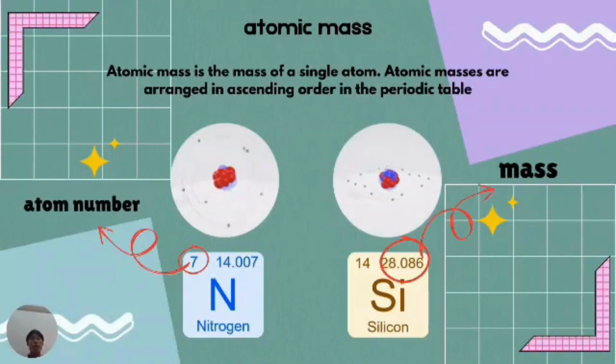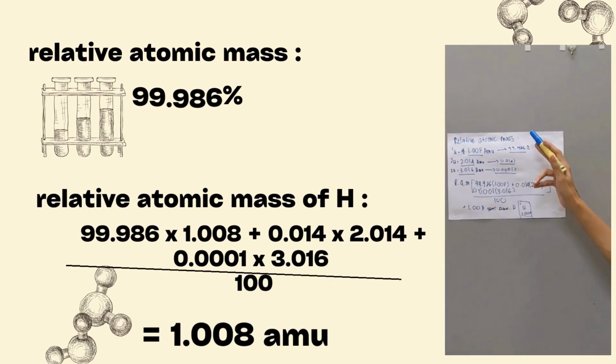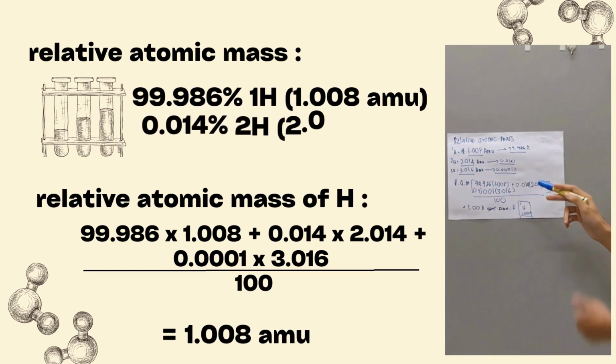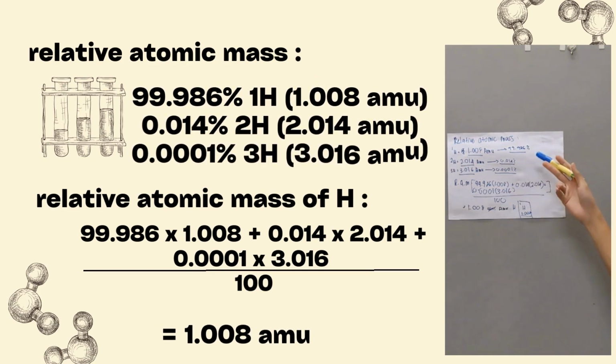Okay, so as we can see the atomic mass here, an example I can give is nitrogen and silicon. Here we can see the atomic number or proton number, and here we can see the mass. So the mass for silicon is 28.086. What is relative atomic mass? Atomic mass is the mass that we see in the periodic table.